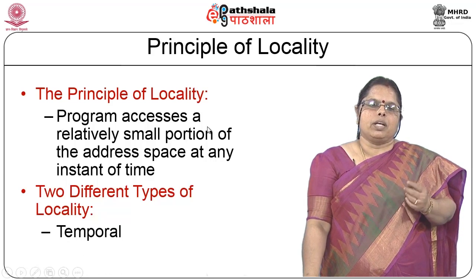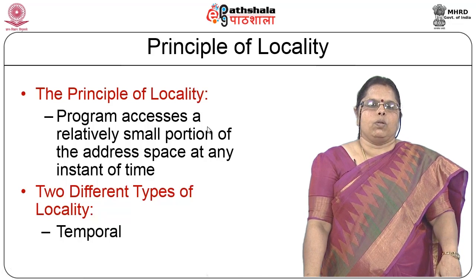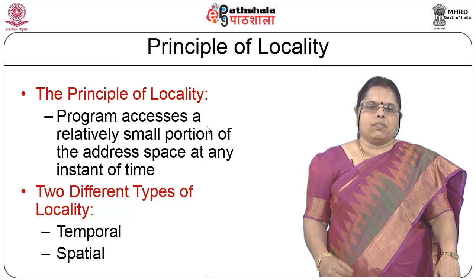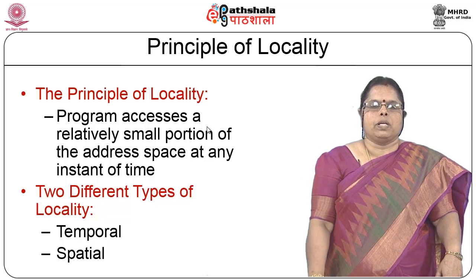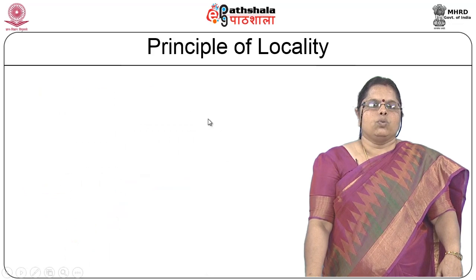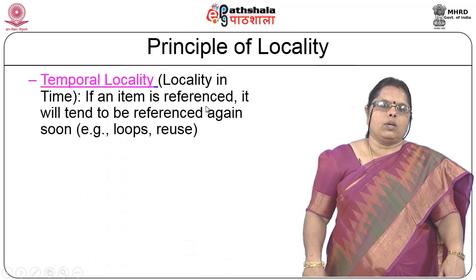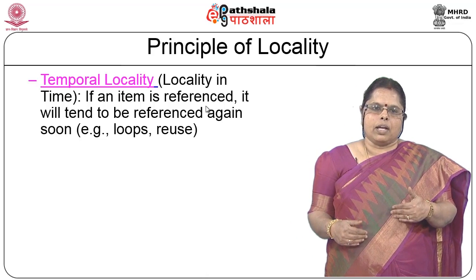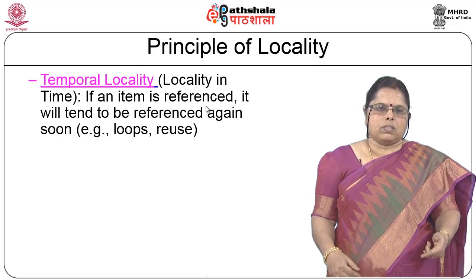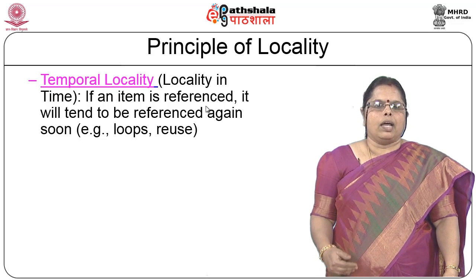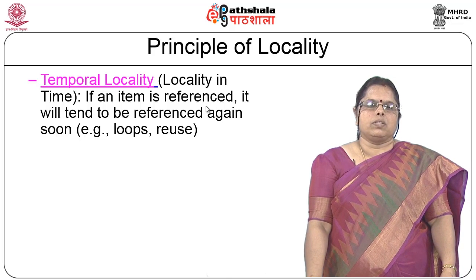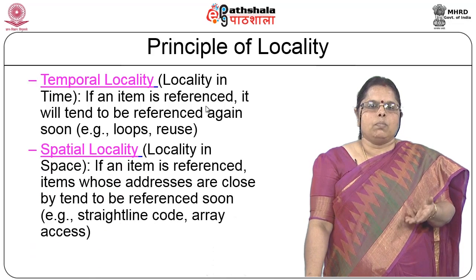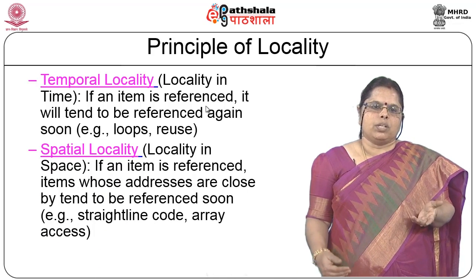There are two different types of locality. One is with respect to time, which is called the temporal locality of reference. The other is called the spatial locality of reference. The temporal locality of reference is basically locality in time. That is, if an item is referenced by the processor now, it is quite likely that the processor will reference it again in the near future, soon. Examples are loops which get reused again and again.